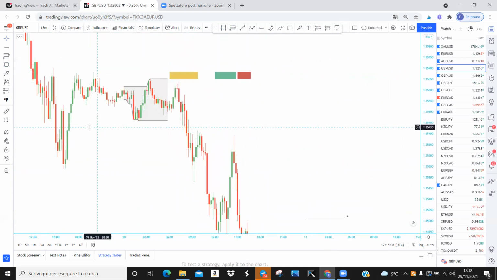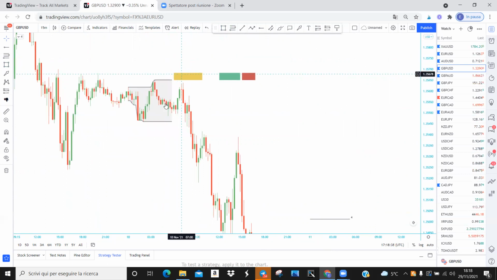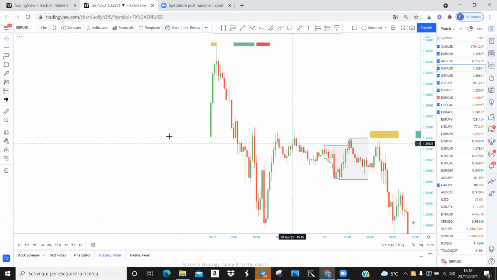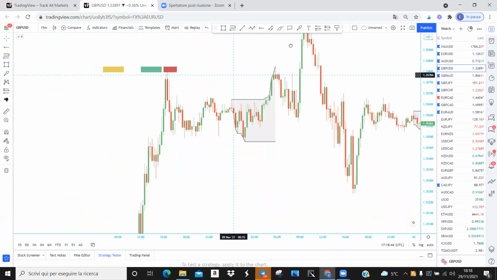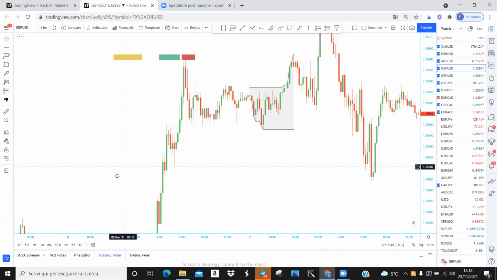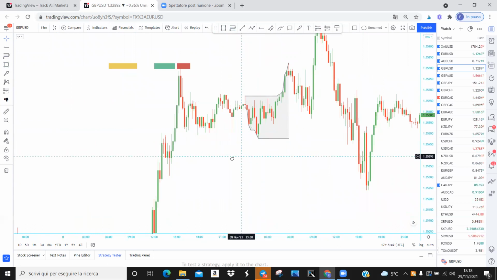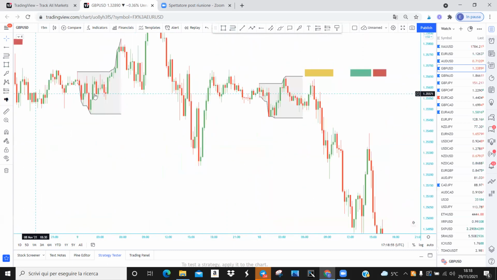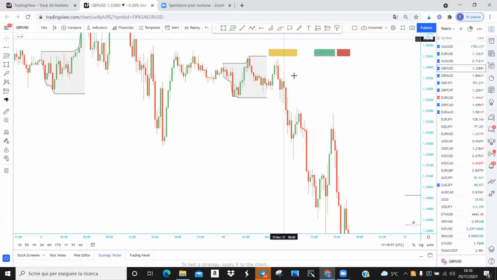See if we have some more. Here, for example, we didn't have the manipulation, so I didn't mark the area, the projections. Here again, the reason why I'm not marking some of them is because they're either too big, so this is too big and I'm not going to consider this, or because there is just no confirmation. For example, here there is no manipulation to the upside.